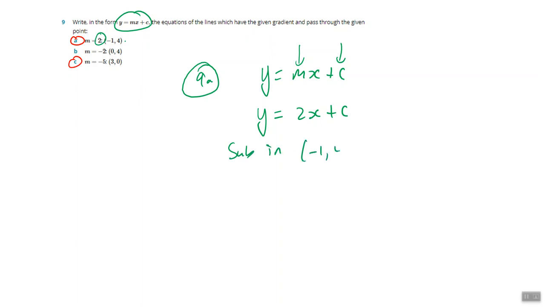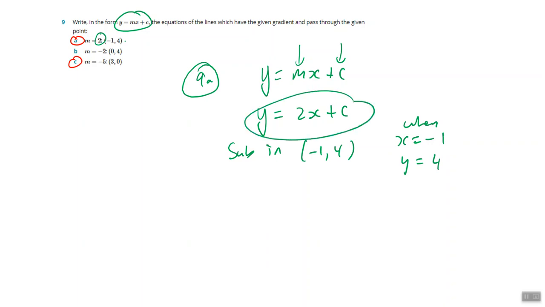So you sub in when x equals -4, y equals -1. When x equals -1, y equals 4. So I sub that into my equation, this equation, not the top one, because we already know the gradient. So when y equals 4, I replace y with 4. My x value is -1, so I'm subbing in 2 times -1 plus c, and I solve for c.